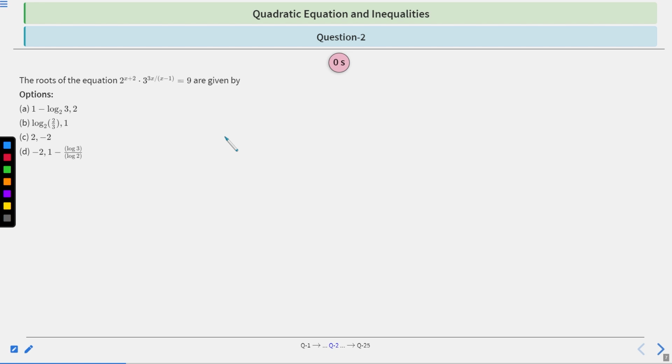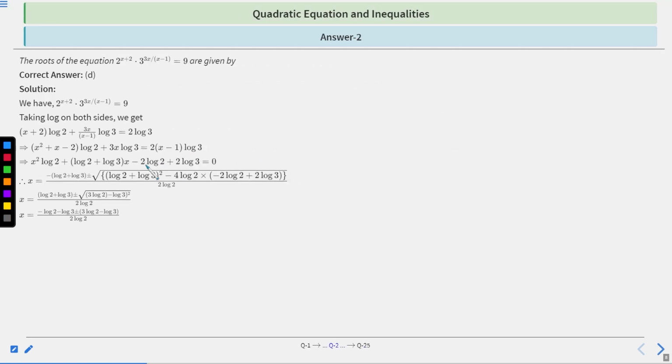Okay, let's move to the solution. We have this equation. Now, since variables are in power, we can take log on both sides, right? So x plus 2 log 2 plus 3x upon x minus 1 log 3 is equal to 2 log 3, right? 9 can be written as 3 square, which can be written as 2 log 3. Now, x square plus x minus 2 into log 2 plus 3x log 3 is equal to 2x minus 1 log 3.